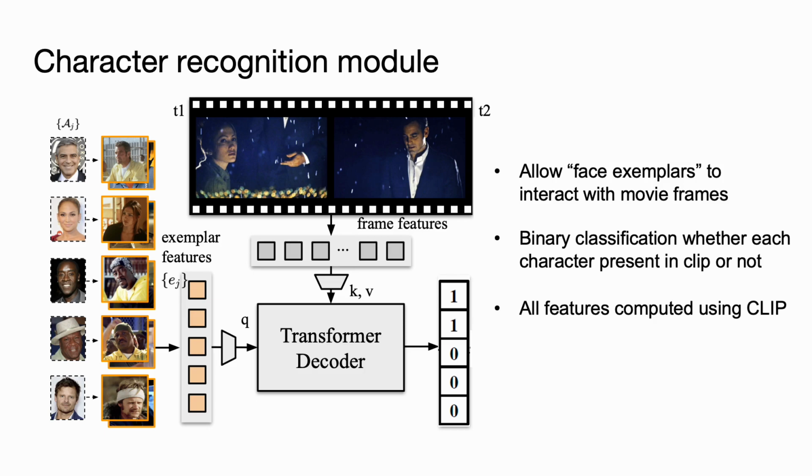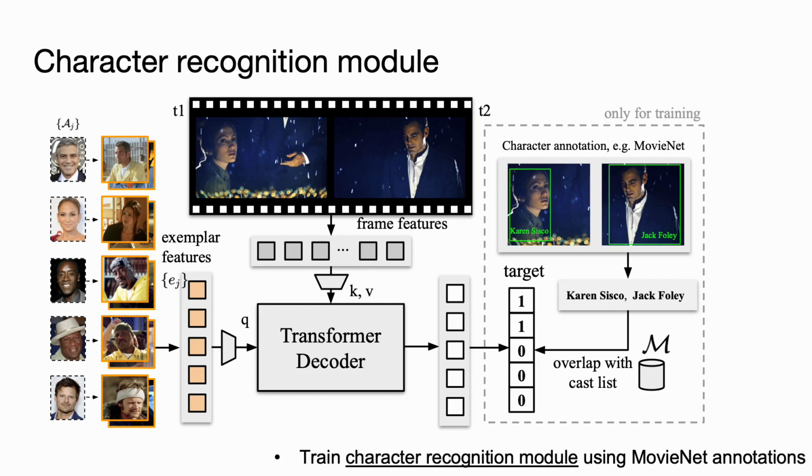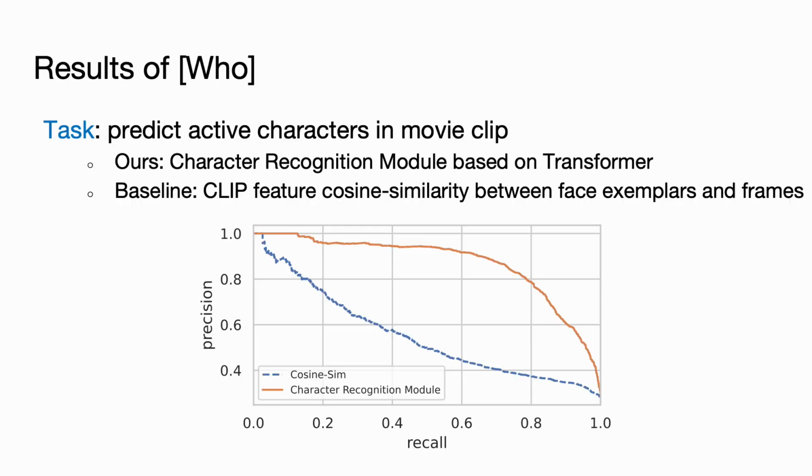Next, we train the character recognition module. This module allows face exemplars to interact with movie features, then predicts a binary score for each character. The supervision of this binary classification task can be derived from the character annotations from MovieNet. We find the character recognition module can effectively recognize active characters.